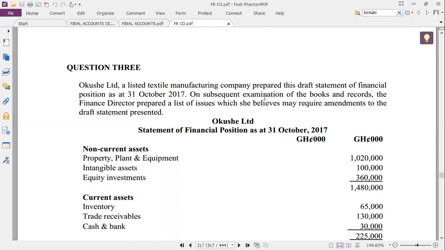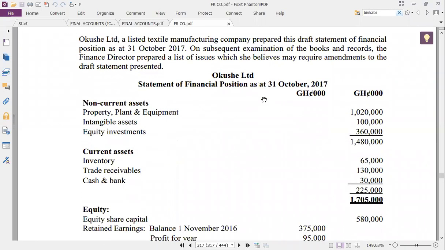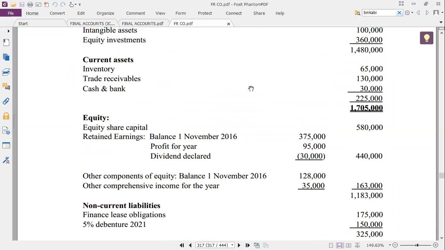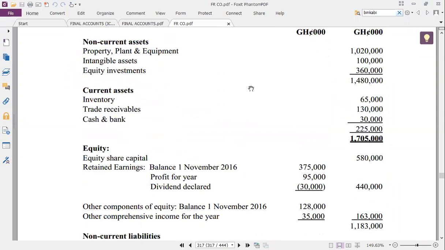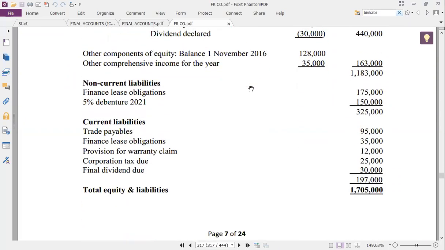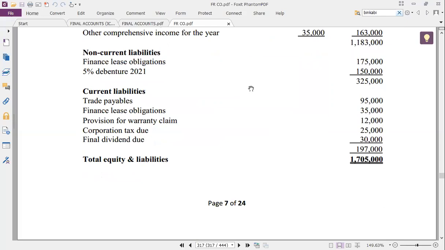On subsequent examination of the books and records, the finance director prepared a list of issues which he believes may require amendment to the draft statement presented. This is the financial position for Okushi. As usual, not all these items will have issues. Some are correct. So for those not mentioned, feel free to write them in.